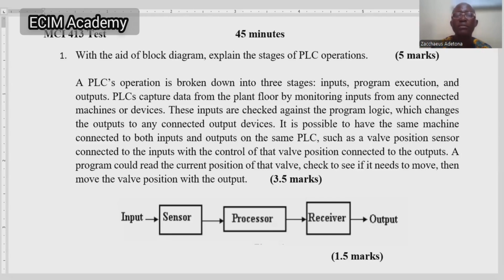The block diagram explains the stages of PLC operation. So here you need to explain the PLC operation, draw the block diagram and explain what is taking place in the block diagram. Each one carries its own mark, and the total here is 5 marks. So you get 3.5 for the explanation and then 1.5 for the block diagram sketch. So that is how the marks are distributed.